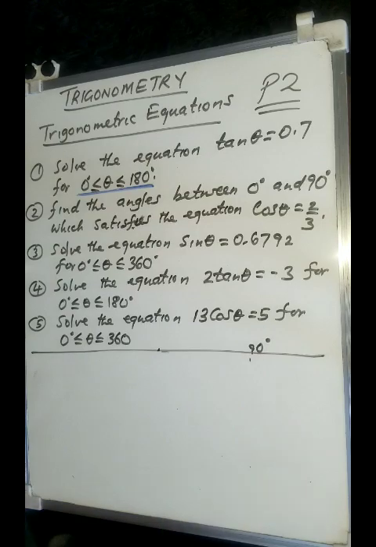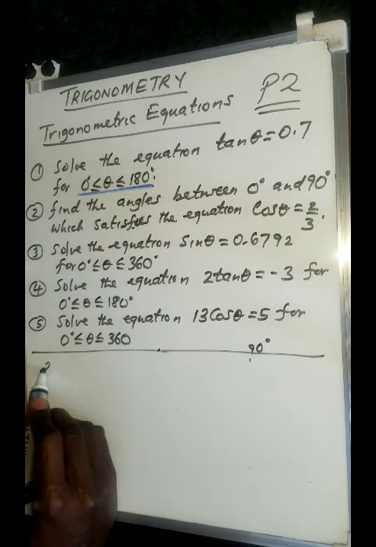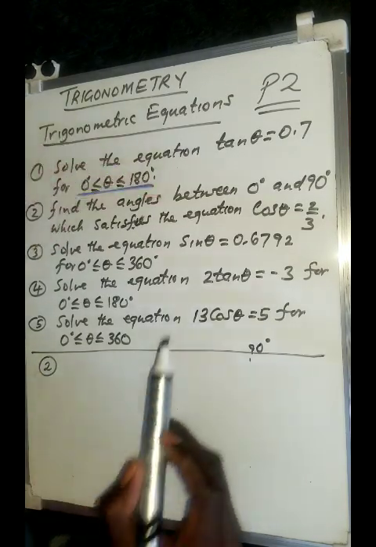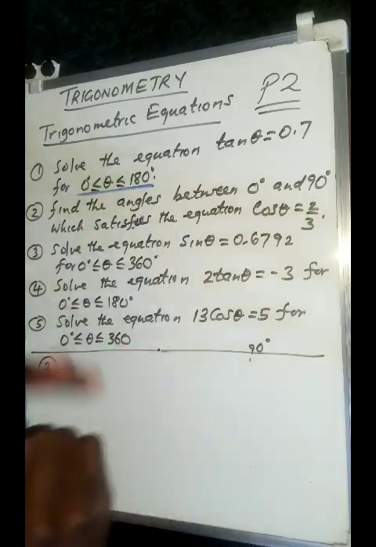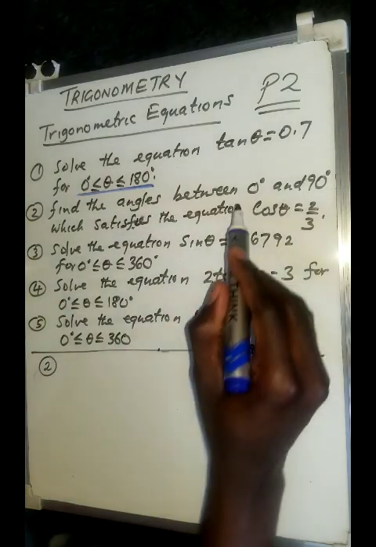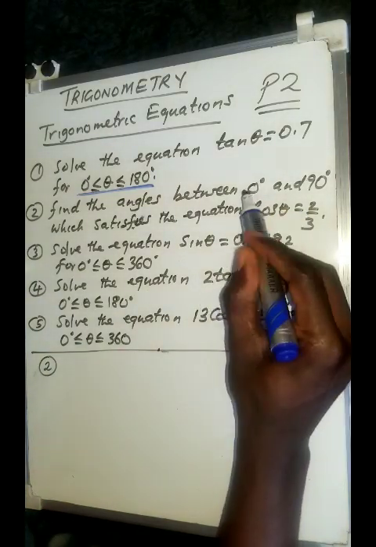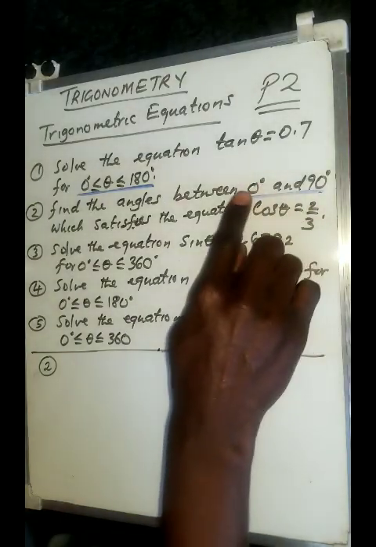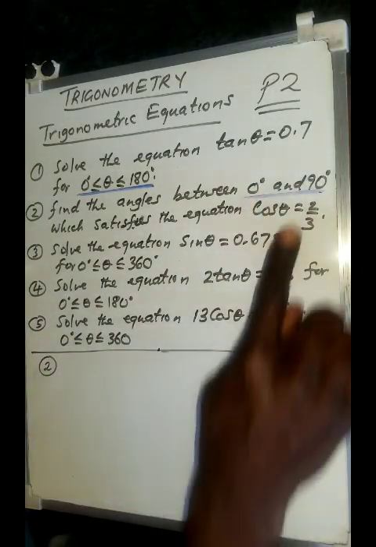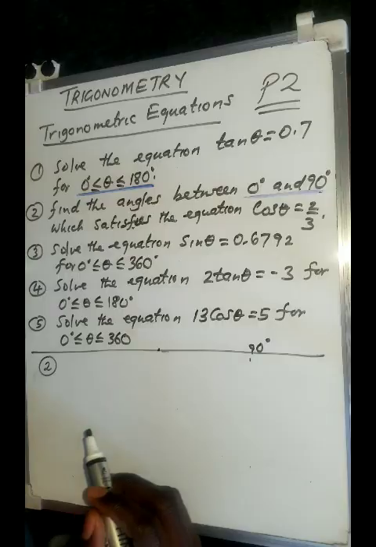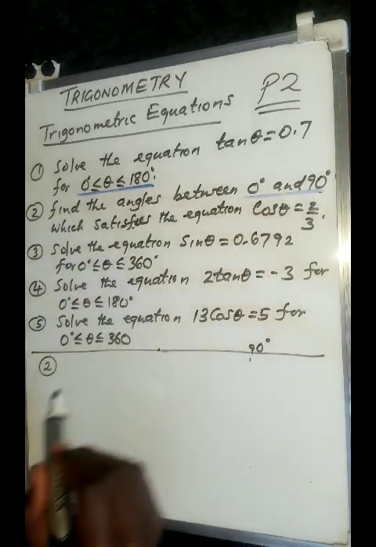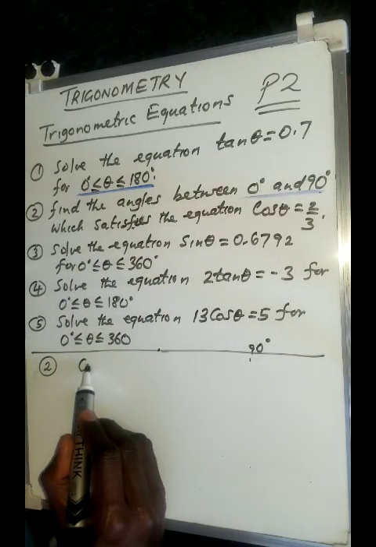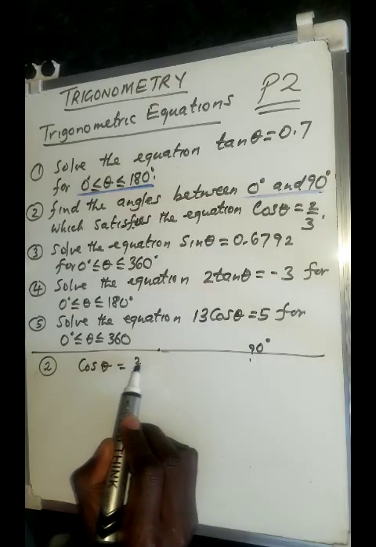Let's look at the second one, question number 2. It says find the angles between 0 and 90. Again, they have given you a limit. It's only between 0 and 90, so you can't go over 90 degrees. Angles should be less than 90 degrees, which satisfies. In this case, cos theta is equal to 2/3.